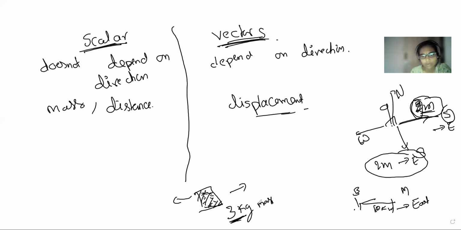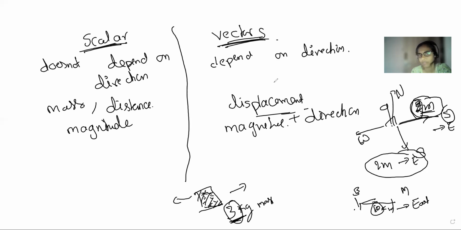Here the words, here 3 and here 10, that is what we call magnitude. Magnitude means it is some kind of number or constant number. So magnitude and direction, both it will depend on. Quantities having both magnitude and direction are called vectors, and those having only magnitude, not any direction, are called scalars. Hope this is clear, children.